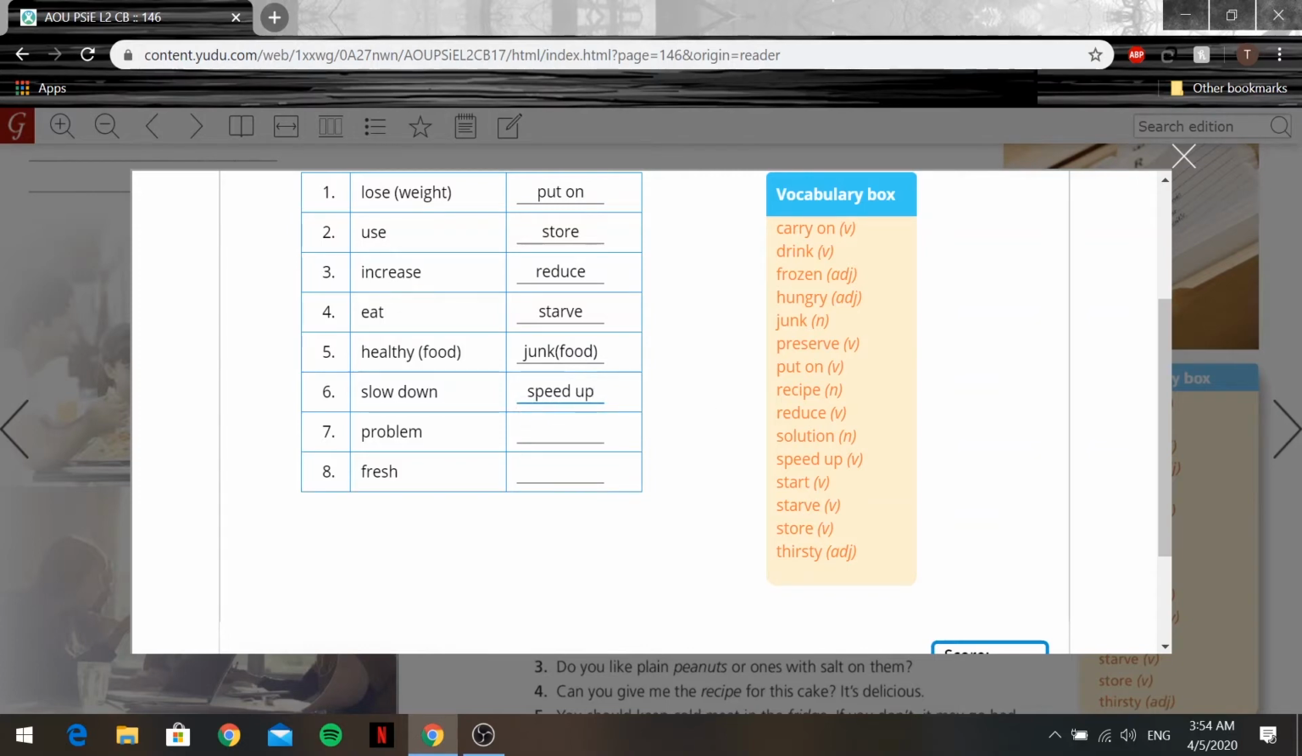Speed up. 7, problem. For problem, we have solution. A problem is obviously a problem, and solution is basically the solution to the problem, how you fix the problem. That is called solution. 8, fresh. Something is either fresh, if we're talking about food, or it's frozen. Frozen or fresh food. So that was exercise B.